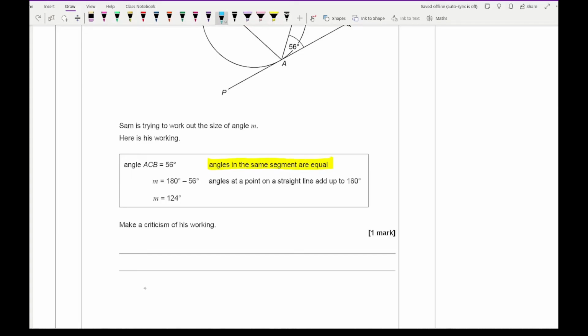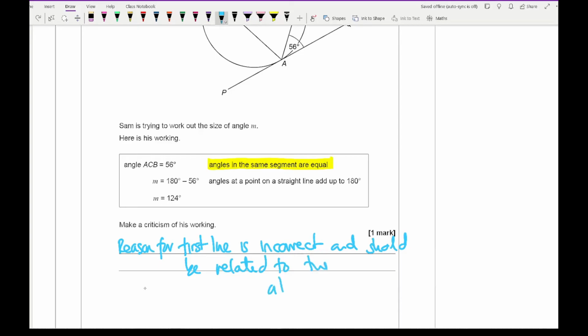So basically, he's got the first statement wrong. So the reason for the first line is incorrect and should be related to the alternate segment theorem.